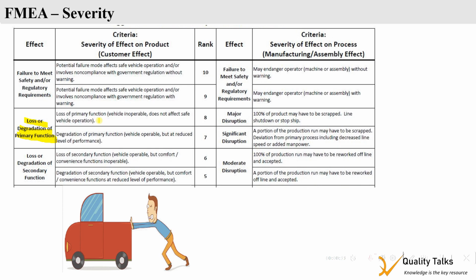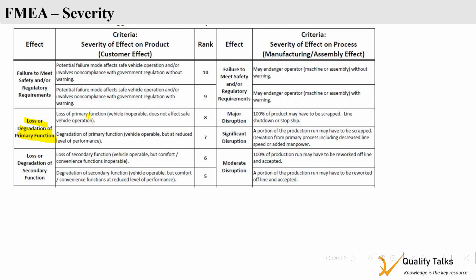It means the vehicle is not running and it is not impacting safe vehicle operation. If it is impacting safe vehicle operation, then it will come in severity 10 and 9. But here loss of primary function is happening. For example, if the engine stops working, it is a loss of primary function. It will come as a severity 8. Severity 7 is a degradation of primary function. It means the vehicle is operable but at a reduced level of performance. For example, the vehicle is running but not going beyond a speed of 20 or 30. It is a degradation of primary function.